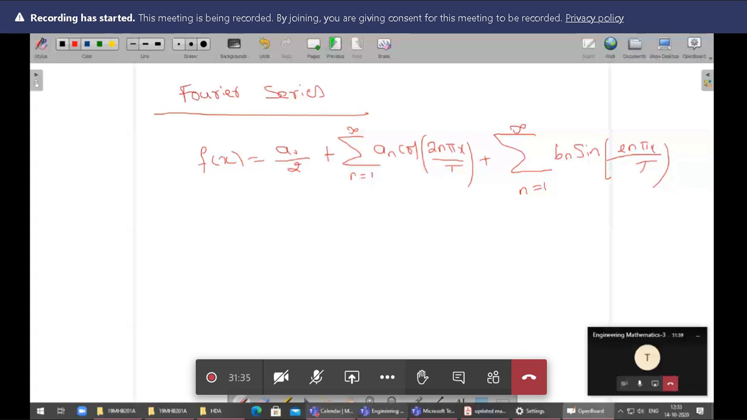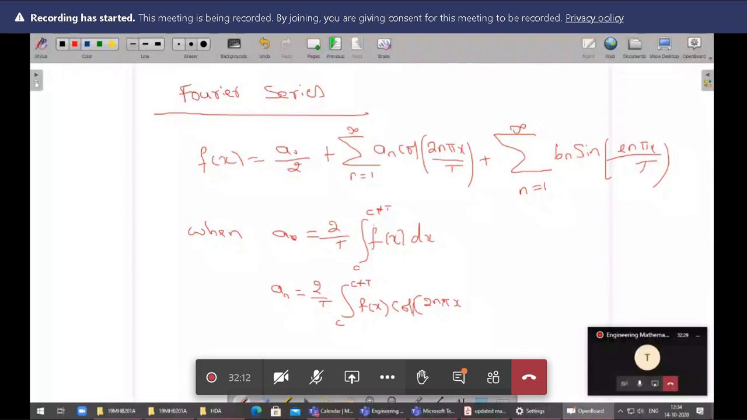a naught is defined as 2 by t integration from c to c plus t f of x into dx, an is 2 by t integration from c to c plus t f of x into cos 2n pi x by t into dx, and bn is again 2 by t integration from c to c plus t f of x into sin 2n pi x by t into dx.